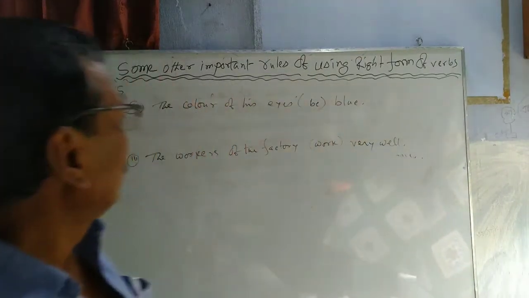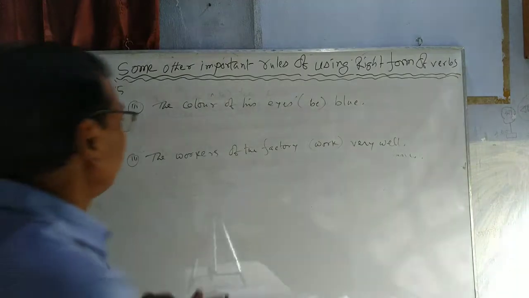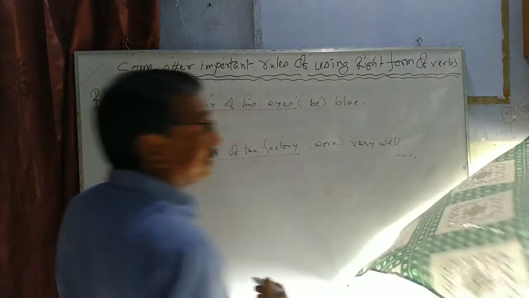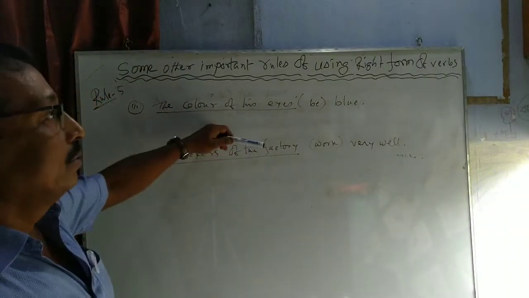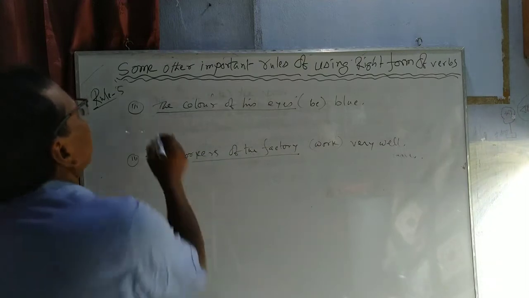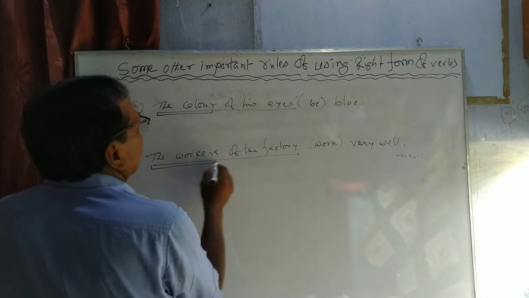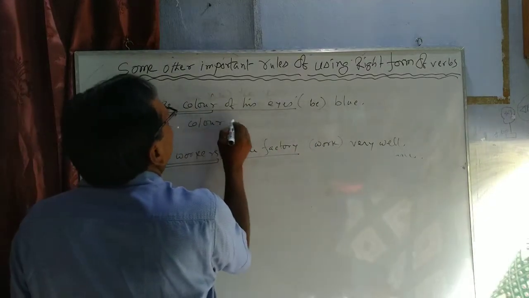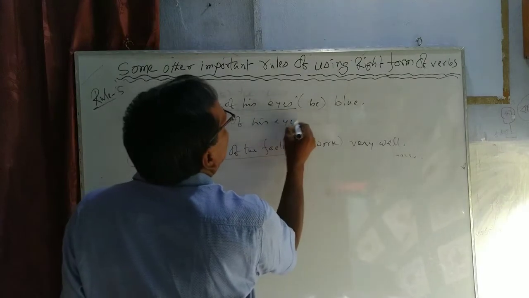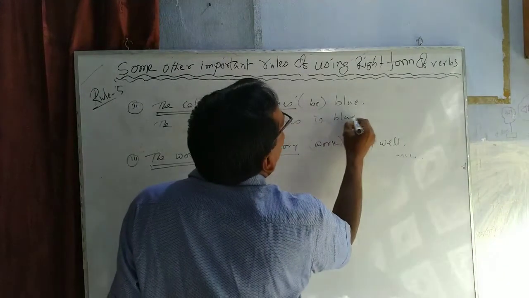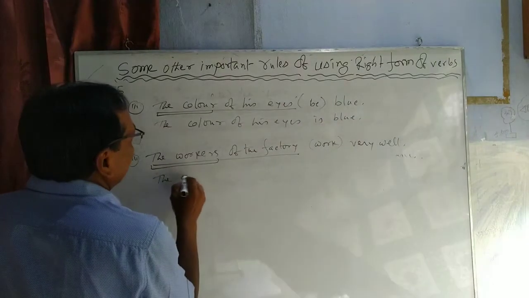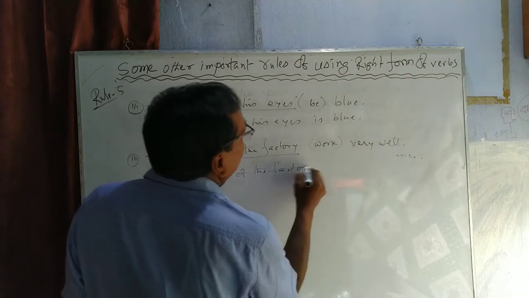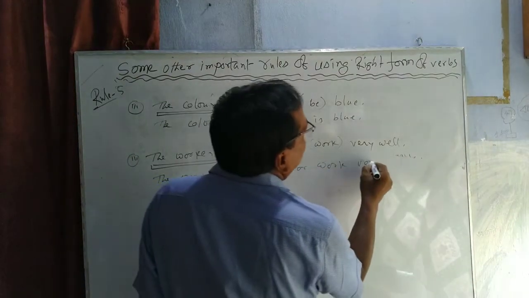In these two sentences, the color of his eyes, the owner of the factory. The color of his eyes, you see here, the color and the workers. So we must use: the color of his eyes is blue. The workers of the factory work very well.